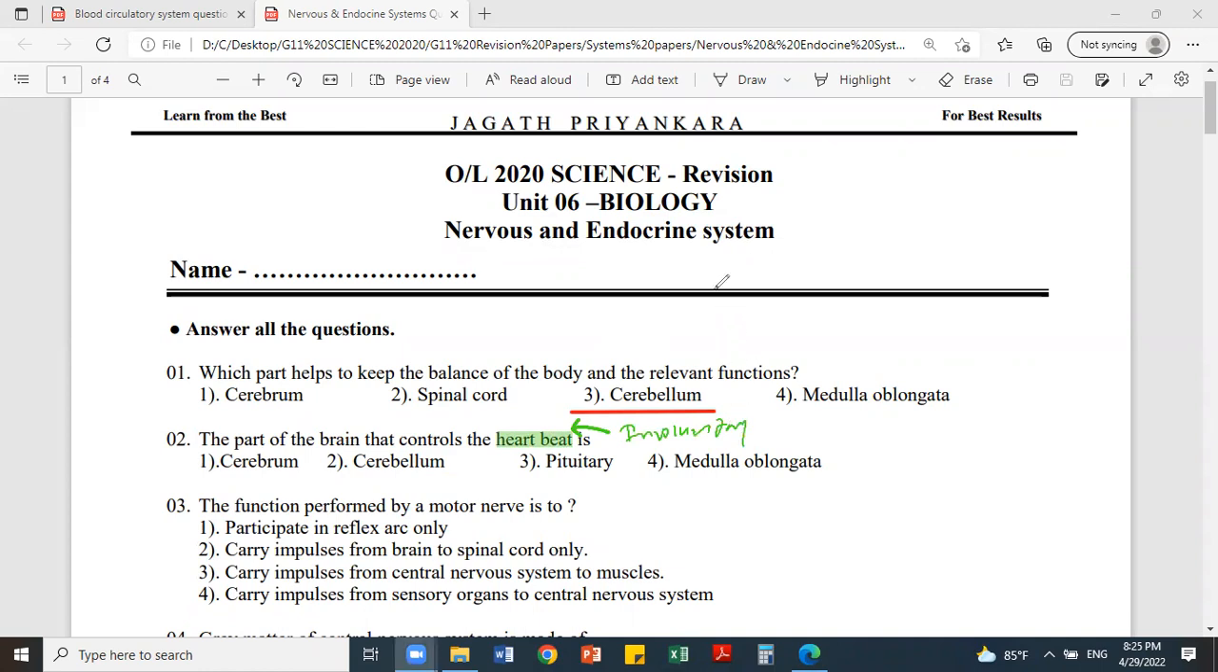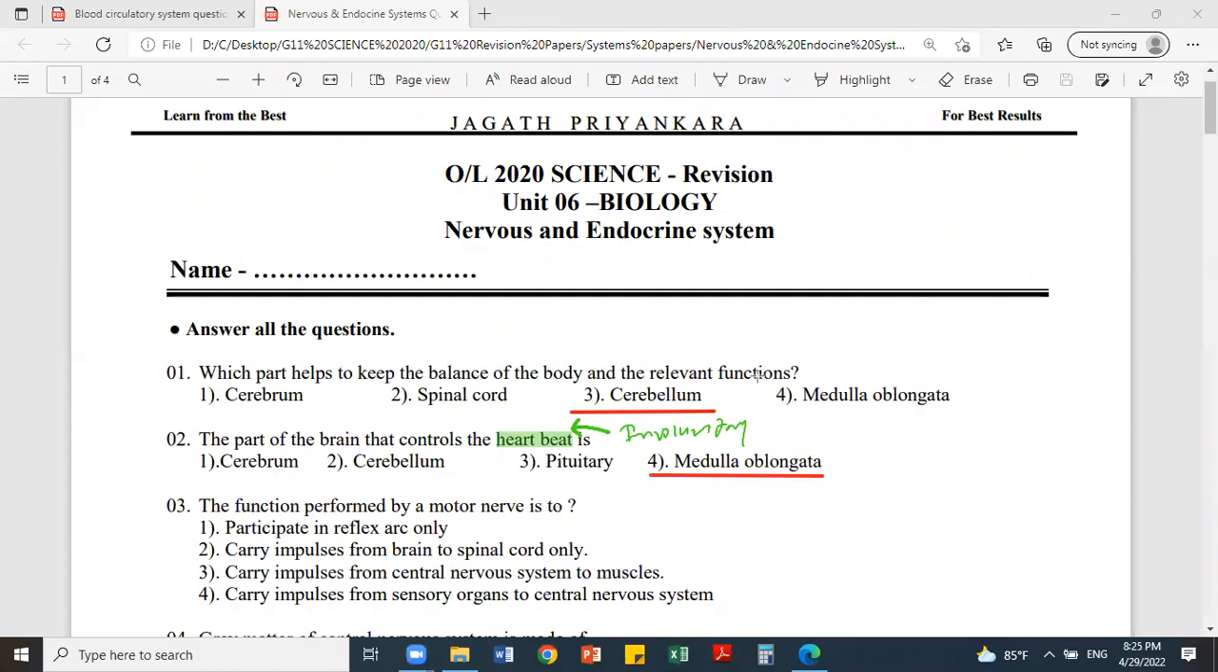I'll ask the answer from Kavini, Arushi. Medulla oblongata. Chamati, fourth answer. Medulla oblongata. Very good. Answer is 4th.